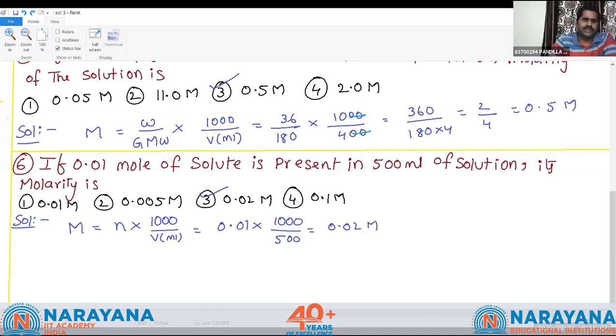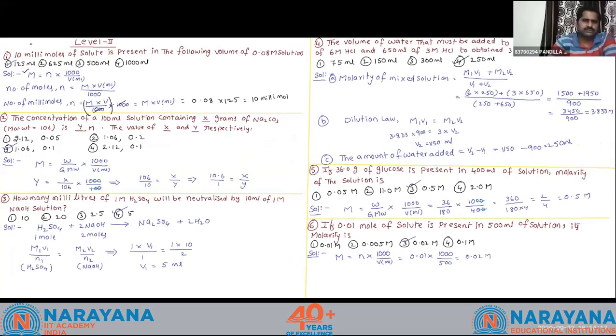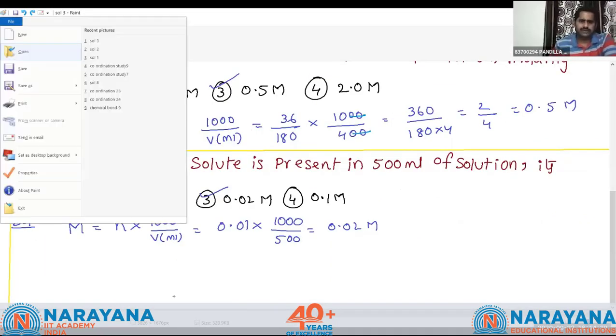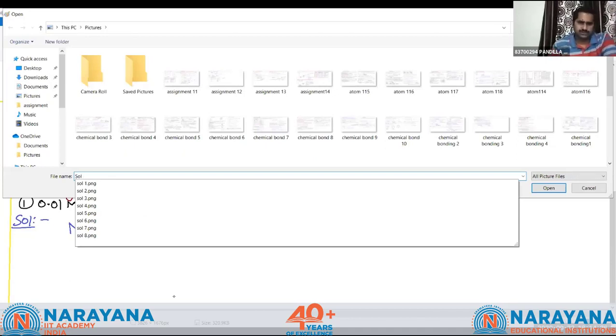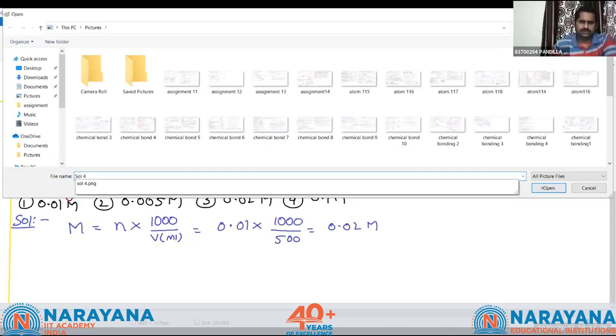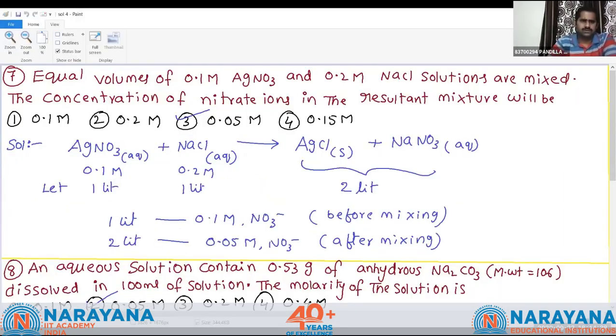Students, I'm going for the next page. Okay. Before going to that, once see the full screen of what I explained. Now I'm going for the next question, 7th question onwards. So here in this page, I explained 7th question, 8, 9, 10, 11, and 12 questions.